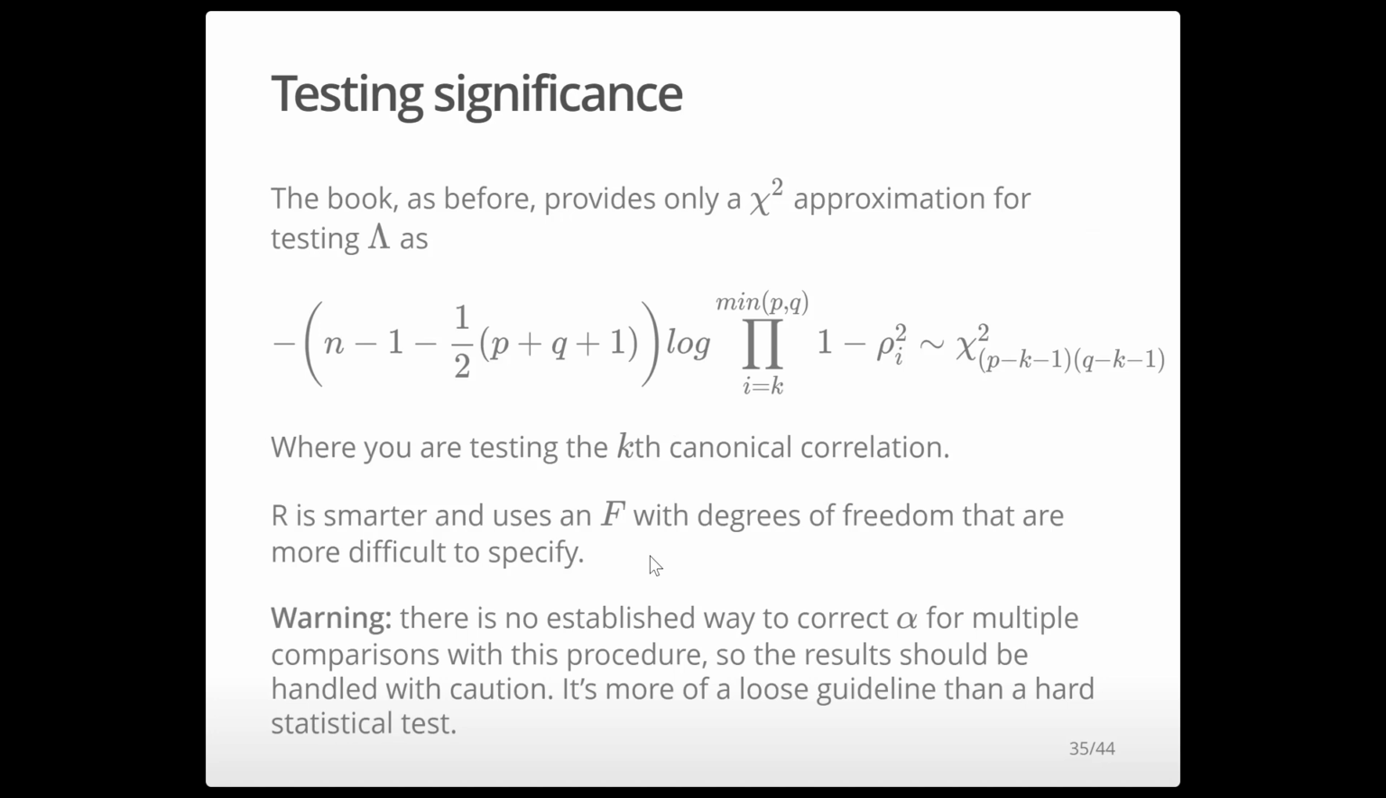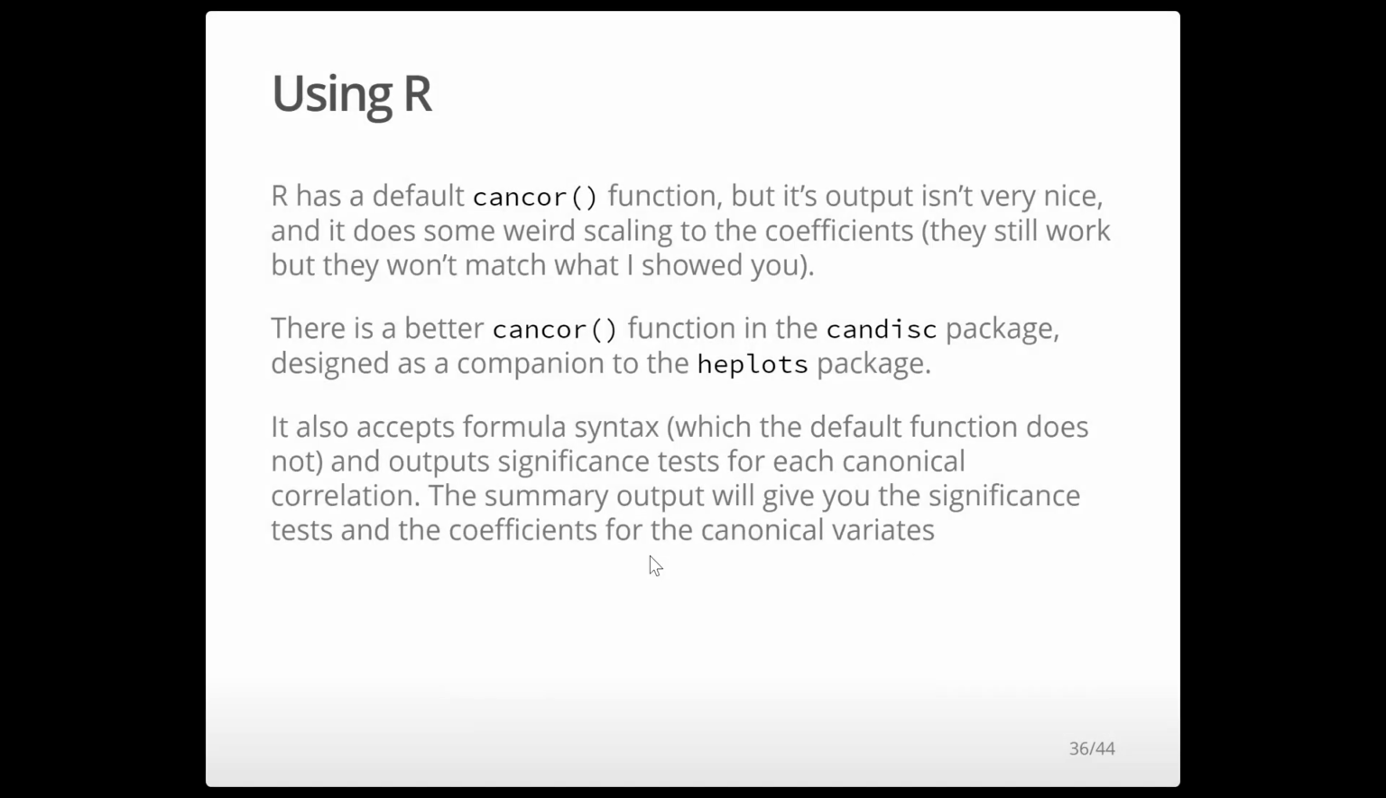So there is no established way to correct alpha for a multiple comparisons test like this. We're testing several correlations based on orthogonal variates, and so there isn't just a Bonferroni adjustment that we can do to get the correct alpha here. So this is really more of a loose guideline than a hard statistical test. We will have an inflated type 1 error rate, technically. So this should really just be more of a loose guideline than a hard test, as I said.